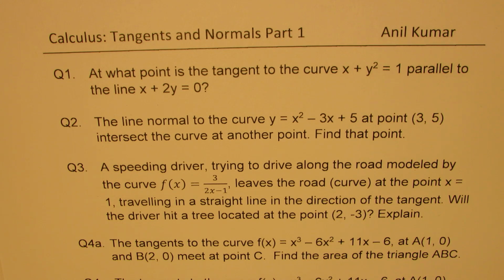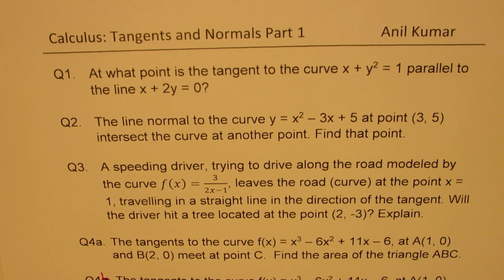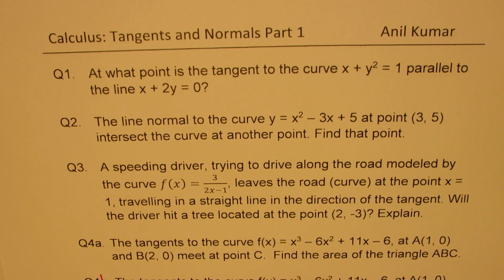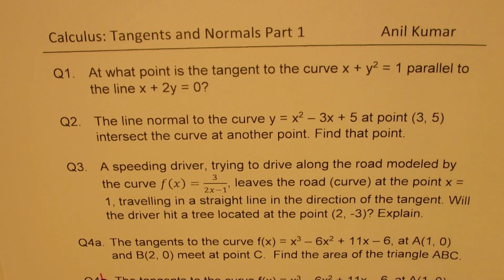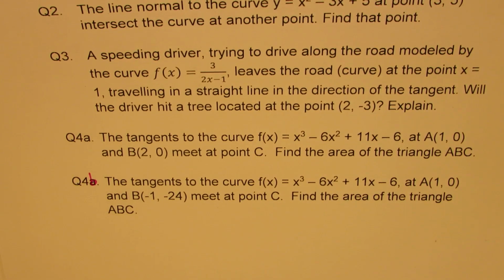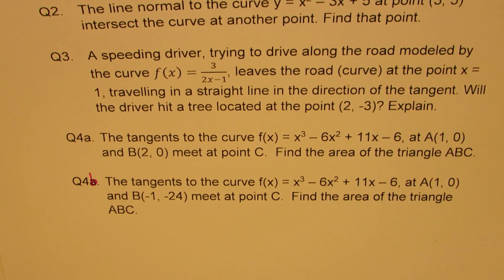A variation to question 4a is question 4b. The tangents to the curve, same curve, at A(1, 0) and B, this time (-1, -24), meet at C. Find the area of the triangle ABC. You can always pause the video, answer these questions, and then look into my suggestions.